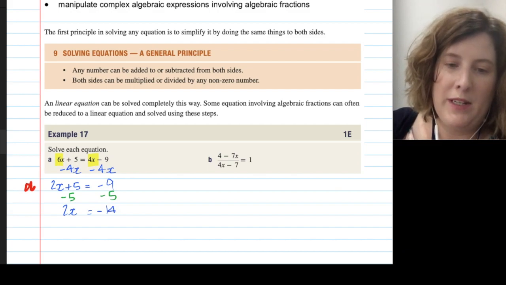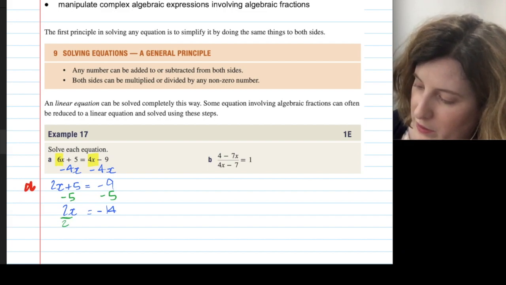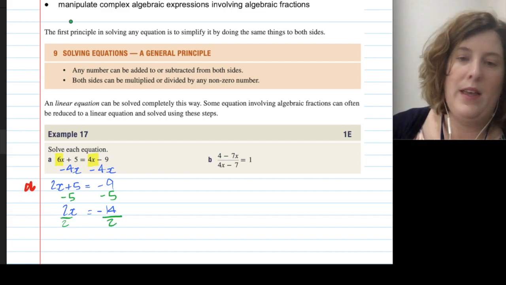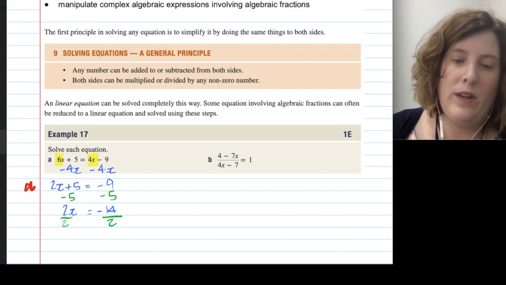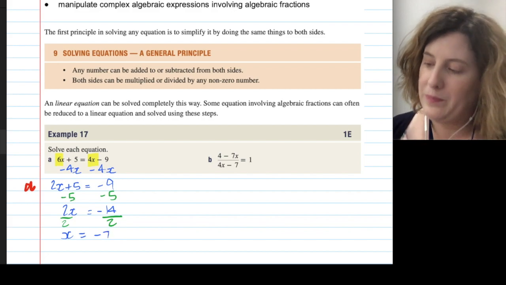Then I've got 2 times x equals negative 14. I'm going to divide both sides by 2. And we end up with, the 2's cancel out, x equals negative 7.